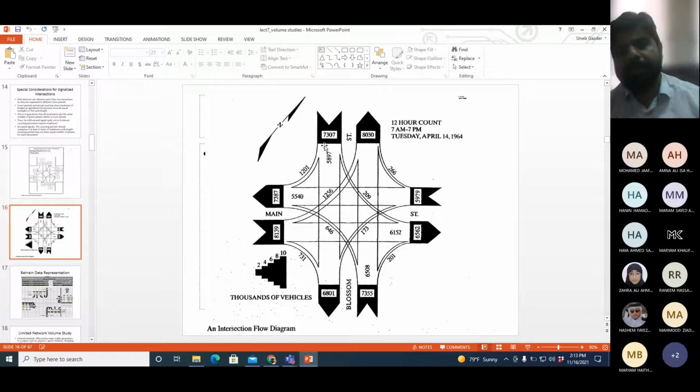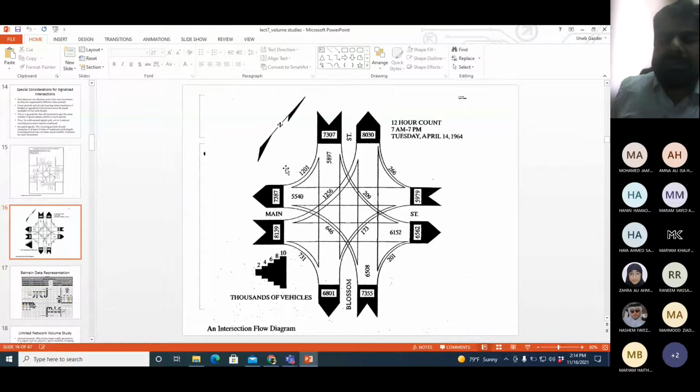So arrow tail means the movement is coming from here. Okay, so 7,307 are vehicles coming from here. Okay, and arrow head means movement is going towards this side. So 8,030 vehicles came towards this side of the road. Okay.